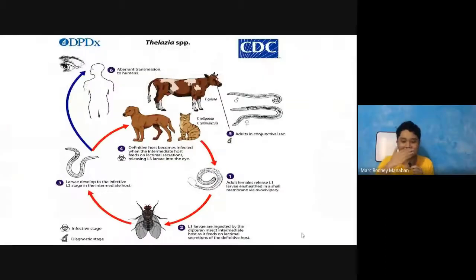Okay, so again, back to the life cycle of Thelazia callipaeda. It is transmitted by flies. For example, in humans, accidentally a fly may touch or land on the eyes and feed on the lacrimal secretions, and it's possible that the L3 larva is transmitted there. But as you can see, the main affected hosts are cows, dogs, and cats. The fly feeds on their lacrimal secretions, deposits the L3 larva, and the larvae become adults in the conjunctival sac. So that's for Thelazia species, Thelazia callipaeda, the oriental eyeworm.